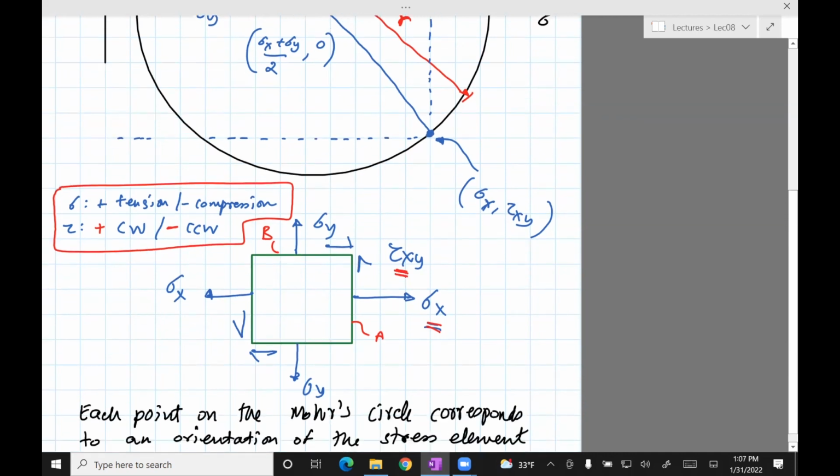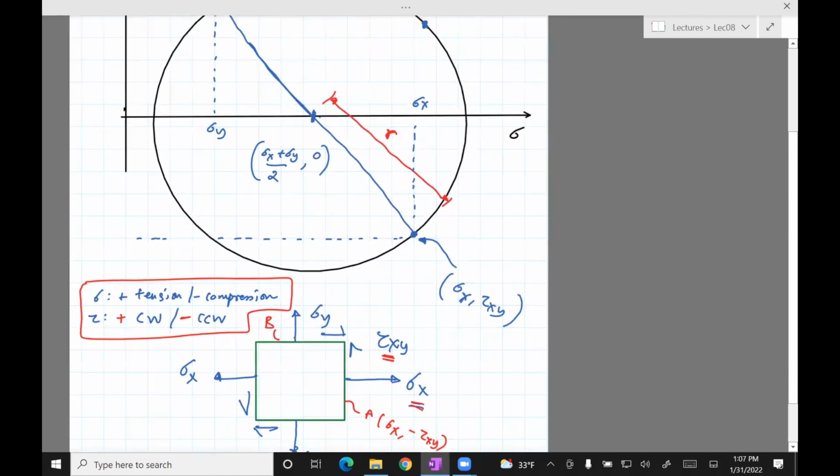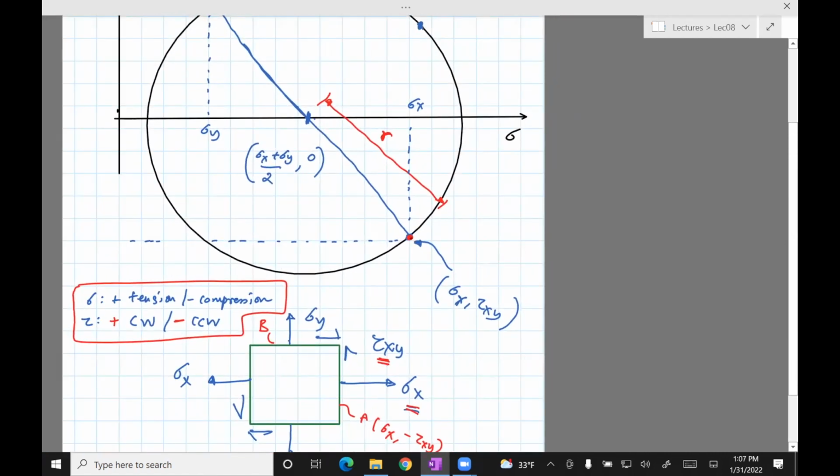So the coordinates of the point A are sigma x and negative tau xy, just because it's counterclockwise. And hence, what I do is I draw a point here. Okay, now the circle won't exist yet. I'll just draw this point.